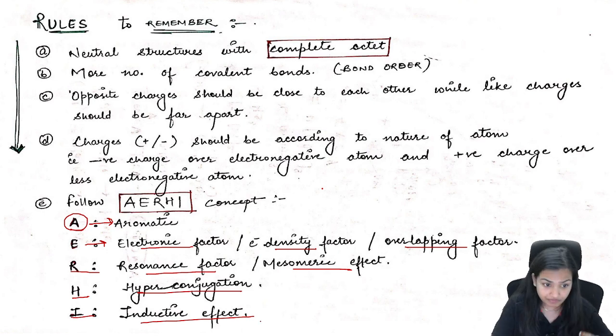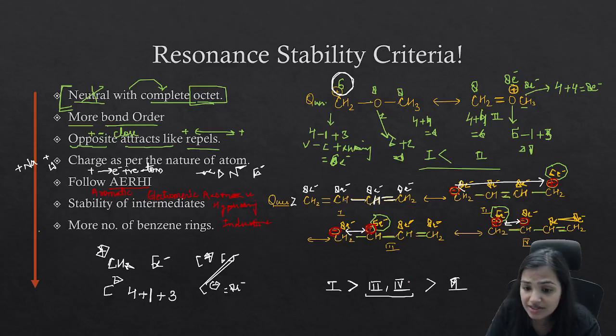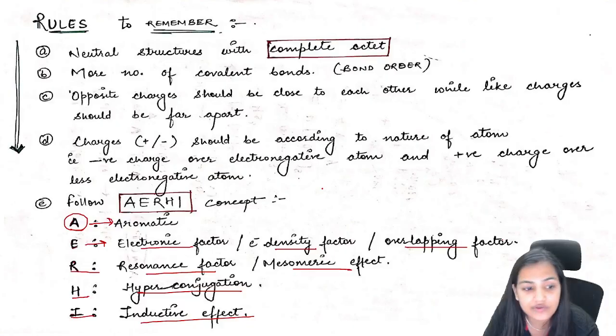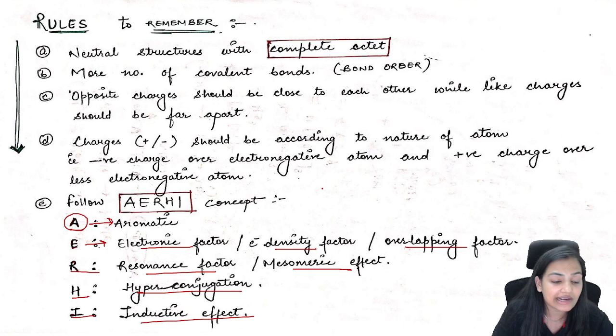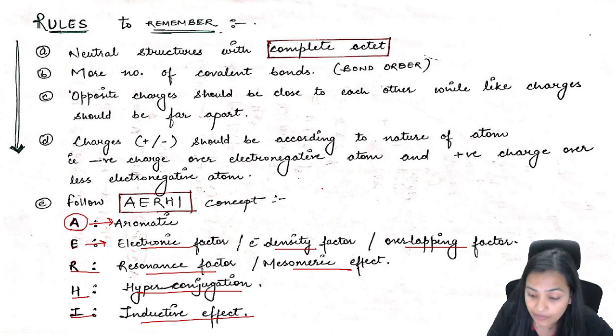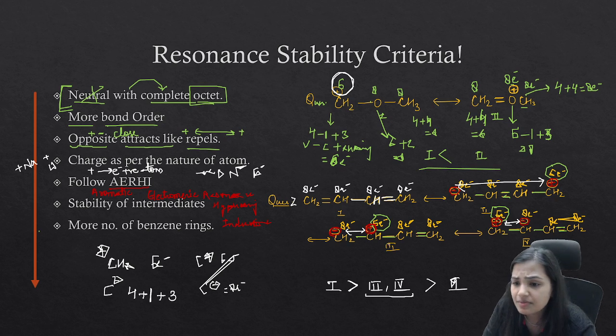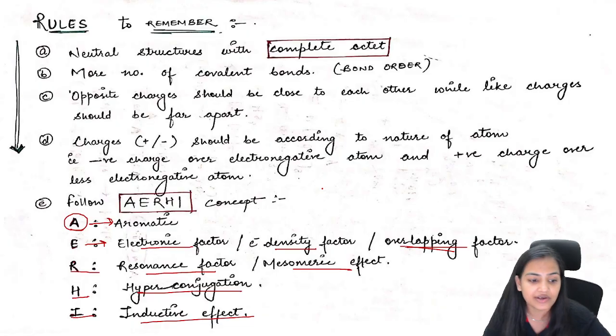Out of all these questions, do we have second and third and fourth structures aromatic? No, they are not aromatic. So the A factor, that is the aromatic, no. Out of third and fourth, no one is aromatic, so we are not following that. E, electronic factor or the overlapping factor. If we see the overlap, we have the same type of overlap here also, the carbon-carbon overlap. So we have the same kind of overlap.